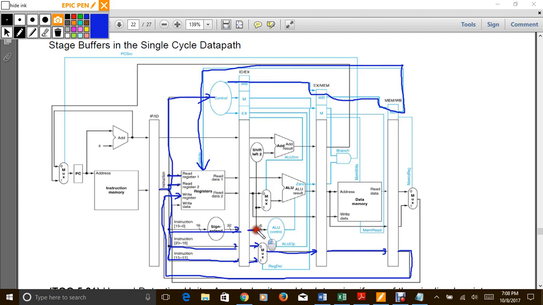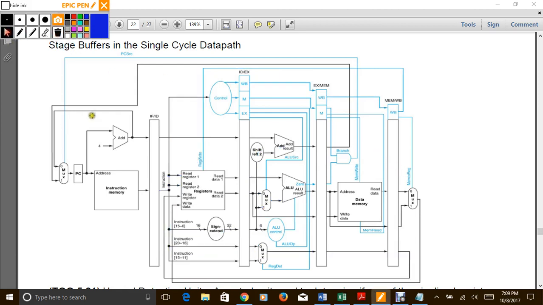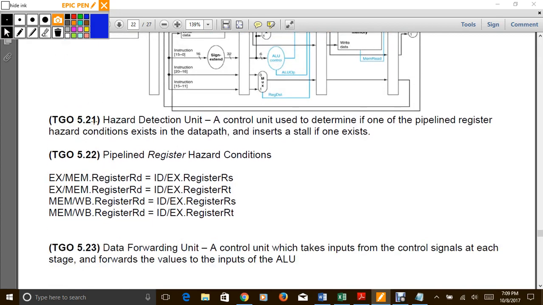Likewise, what's happening here is you have your sign extension, just like before. And then you're going to have this value coming in here and circumventing as well. And then you branch, and you can see that's now broken into stages. And so we're going to go over these three.